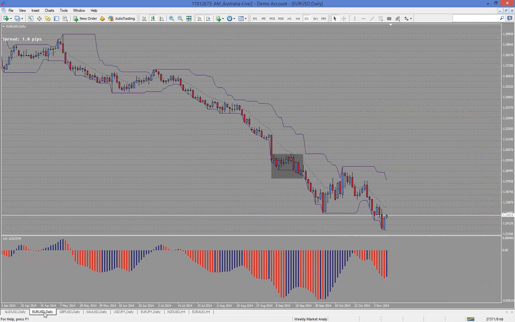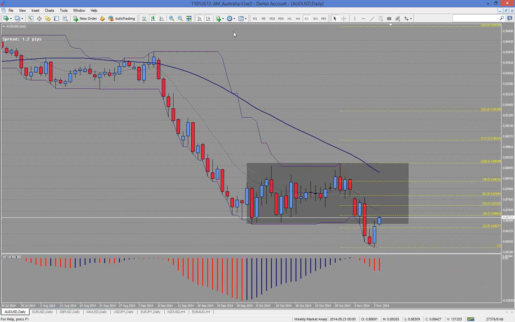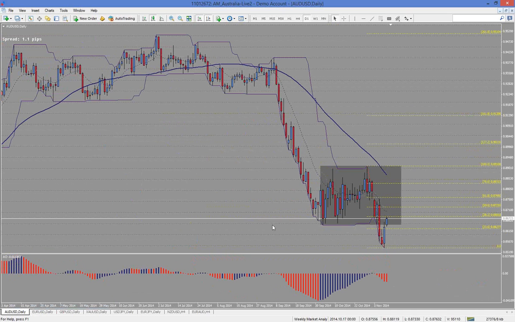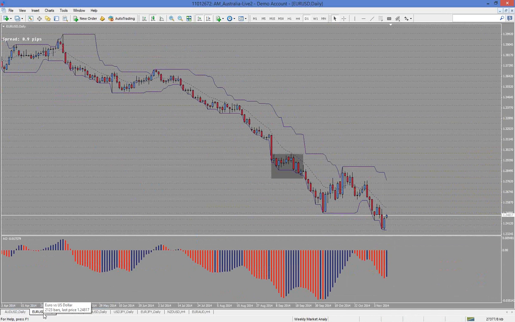Let's have a look at the Euro USD. Euro USD looks very, very similar, but there are a couple of key differentiators that change the picture a little bit when I compare the Aussie dollar to the Euro USD. Now let me bring up the Aussie dollar. Okay, there's my Aussie dollar, and here is my Euro USD. The Euro USD has been on a slide for a lot longer than the Aussie dollar.